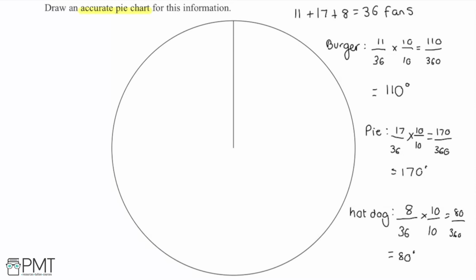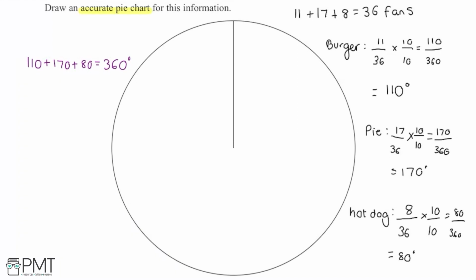Now I can just check that these are going to work out. Now if I take the 110, add on the 170 and add on the 80, we're expecting this to sum to 360 degrees because it's going to be the complete circle. And it does in fact sum to 360 degrees. So we know that our angles work out here.